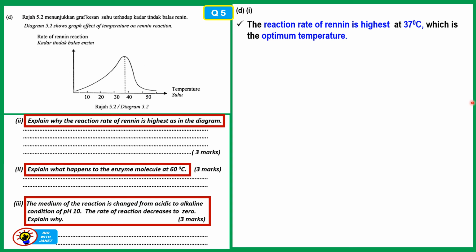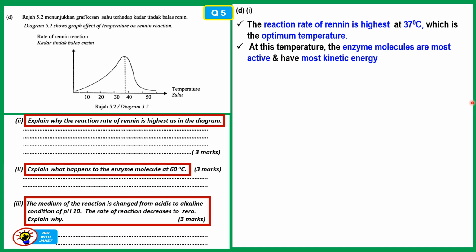Then explain what actually happens to the enzyme and substrate molecules at this temperature. So at this temperature, the enzyme molecules are most active and they have the most kinetic energy. Similarly too for the substrate molecules. So the number of effective collisions between the enzyme and substrate molecules will be the highest at this temperature. So when there are more effective collisions, more of the enzyme substrate complexes will be formed, and more catalysis occurs, and more products are formed.